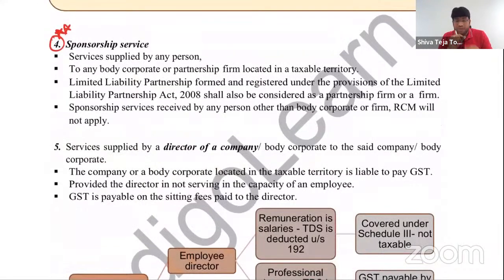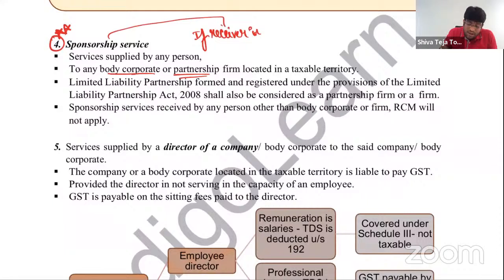Sponsorship service. High possibility a question will come. For sponsorship service, RCM will come into picture only and only when the receiver is a body corporate or firm. If the receiver is an individual, then straight away they have told in the law, no RCM. Friends, RCM will come into picture for sponsorship service only when the receiver is a body corporate or firm. Are we getting clarity, friends? Make sense, everybody? Next point.